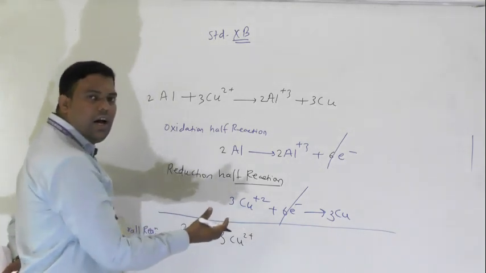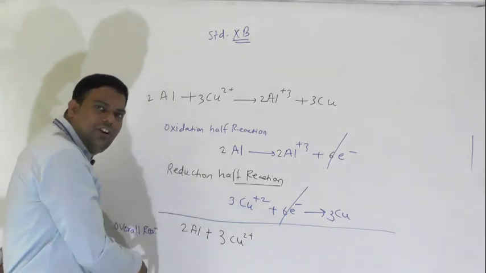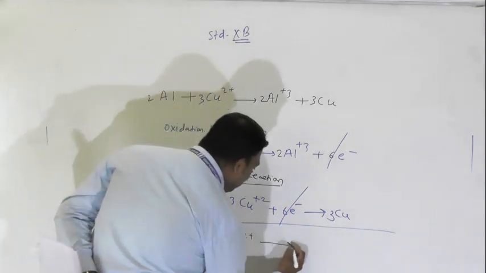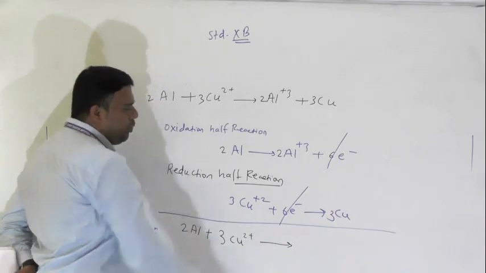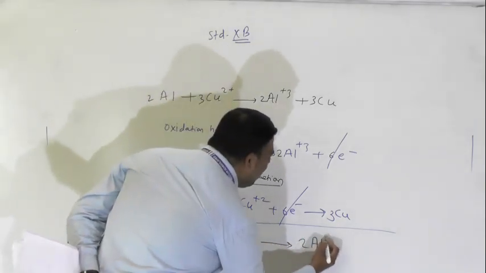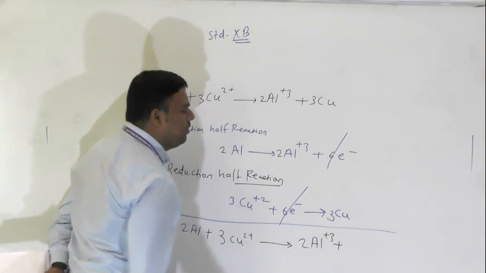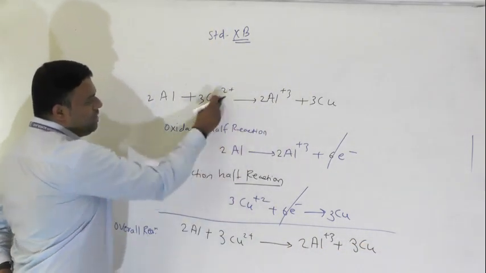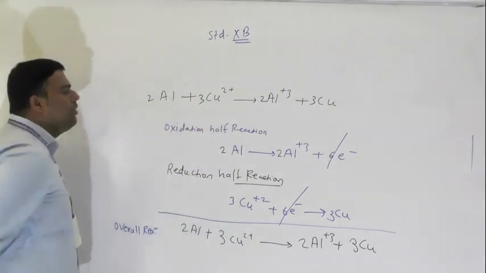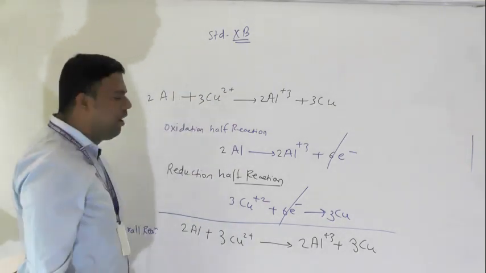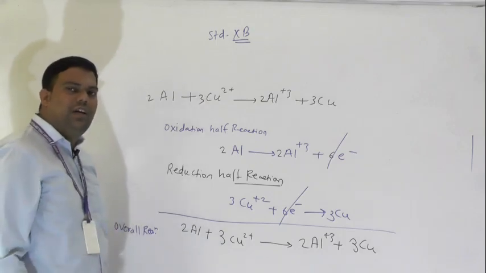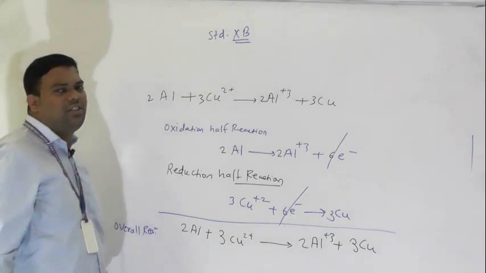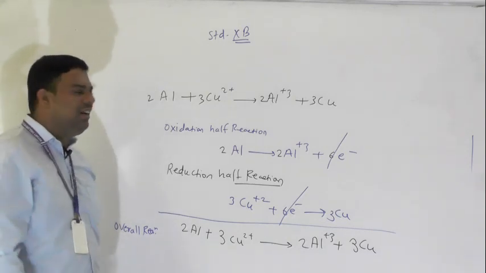Whatever is on the LHS side you have to write on the LHS side, whatever is on the RHS side you have to write on the RHS side. So 2Al + 3Cu2+, that gives what? 2Al3+ + 3Cu. So see, you will get the same reaction. So it is our redox reaction, in which both oxidation and reduction take place simultaneously.